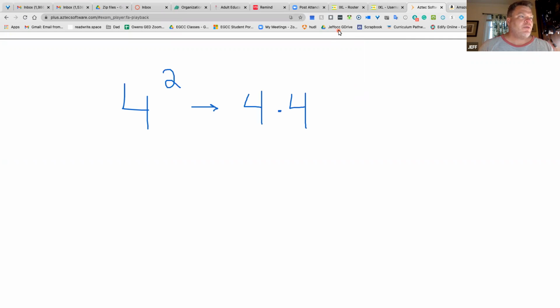Okay, so the thing that goes with the exponents, which is the little number, means using radicals. So this will make sense. Let me walk through it real quick. 4 to the second power, or 4 squared, it's the same thing, just means 4 times 4, which is going to be 16.